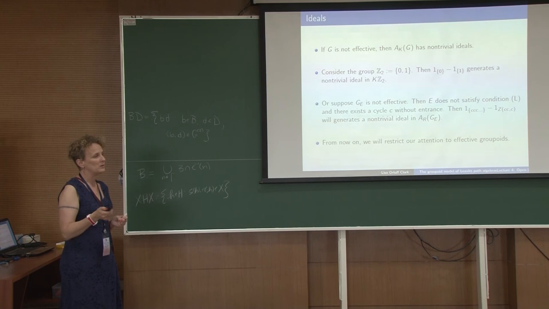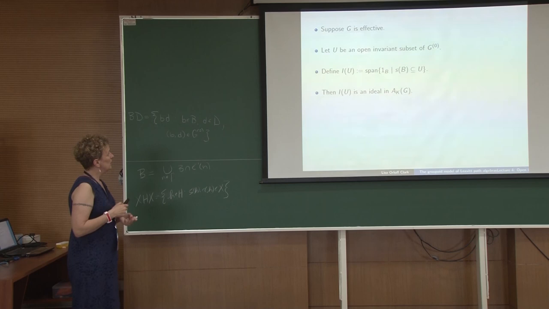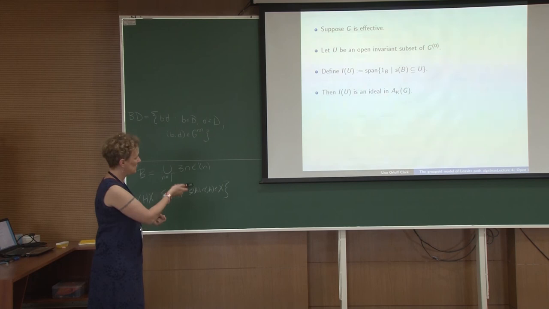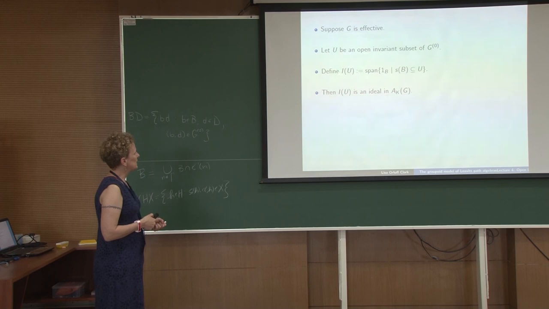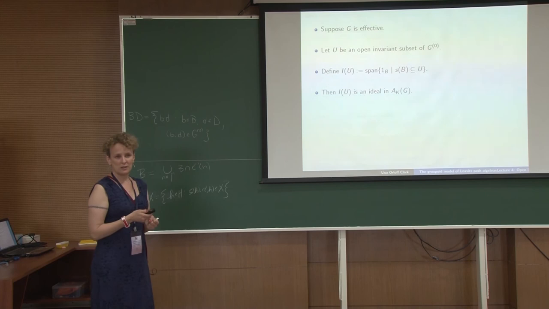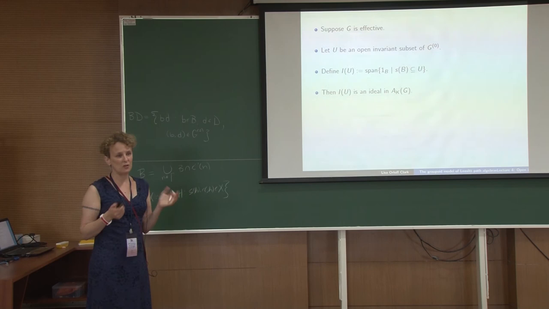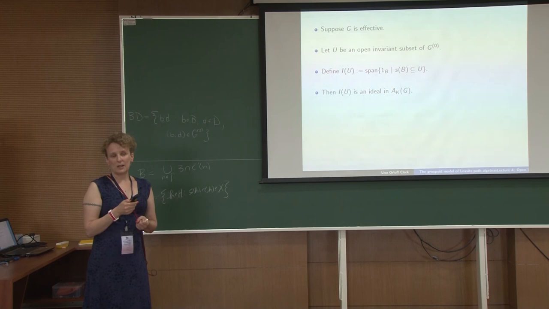In fact, we'll need to be a little stronger than that. All right, so suppose G is effective, and let's talk about the other condition failing. The second condition for simplicity was no open invariant subsets, so suppose we have one, an open invariant subset U. We can define the set, I'll write it as I of U, to be the span of 1 sub V's where the source of V is in U. Since our U is invariant, that means also the range of V is in U. And that property lets us show that this I sub U is in fact an ideal. It's not very hard to show, invariance is key though. So when I say ideal, I mean a two-sided ideal.